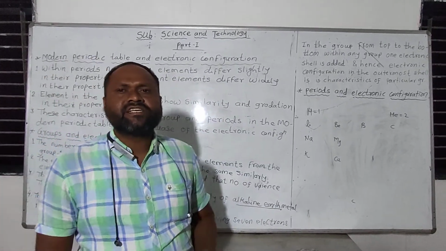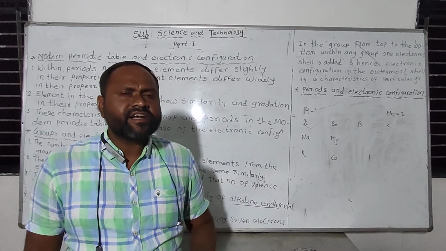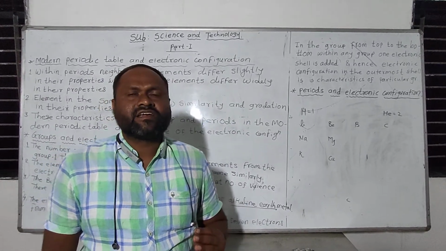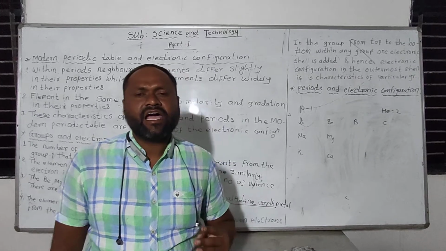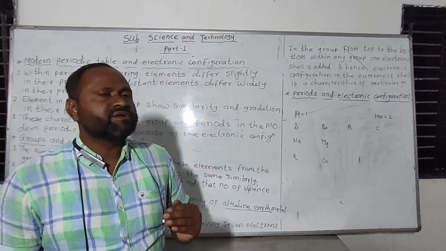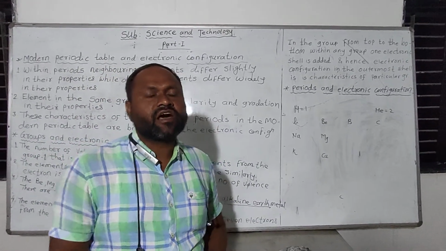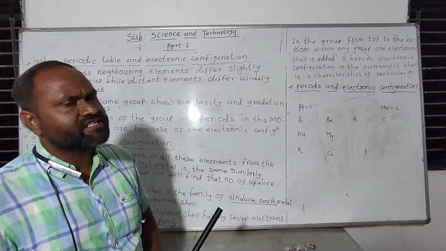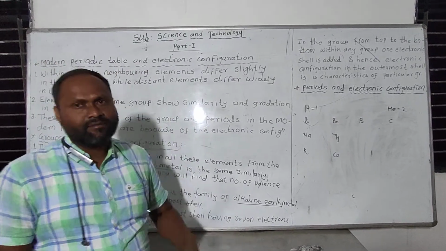How many cells are present in an atom? Four cells are present: K cell, L cell, M cell and N cell. Then what is meant by valency? The number of valence electrons present in the outermost cell is called the valency of that element.